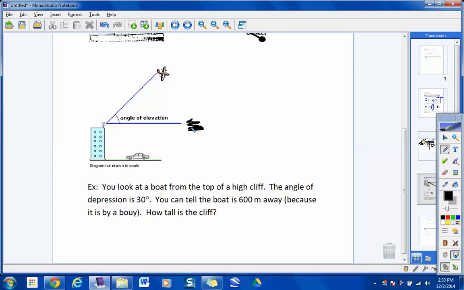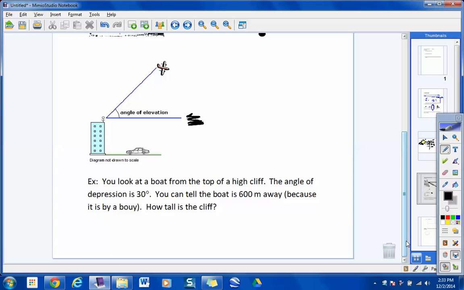There's your angle of elevation right there. Oh, I need to time out here. Let's try an example here.